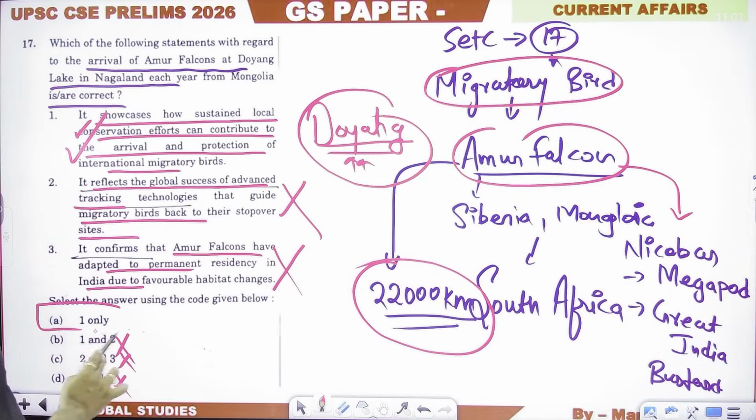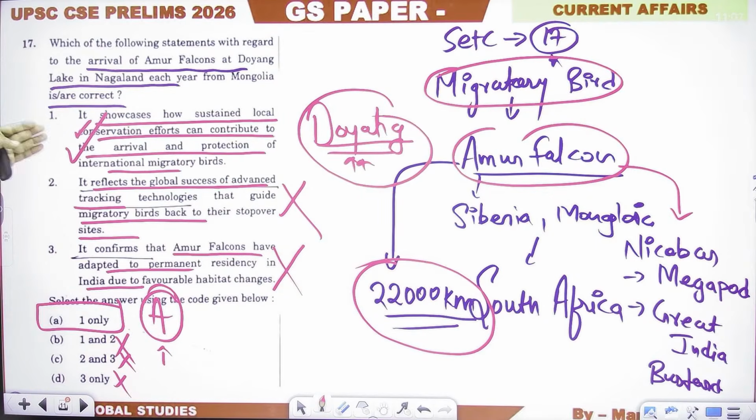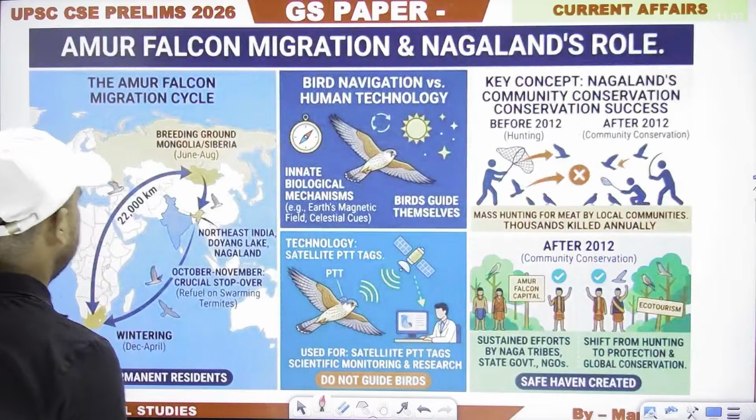The right answer is one only, and correct is A. It means that whatever the Amur falcon is doing at Doyang Lake is due to the sustained local conservation efforts that contribute to the arrival and the protection of international migratory bird. So it's considered as an international migratory bird. Keep this thing in mind. Now we'll move towards the answer.